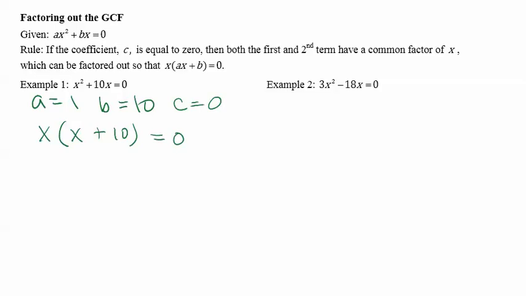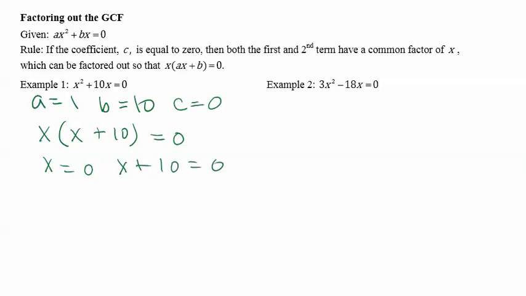Okay, so what the rule tells me is that if the coefficient c is equal to 0, then both the second and the next term both have a factor of x, which can be factored out. Sometimes more than an x can be factored out, but at least you know that at least one x can be factored out. And so that's how we factor using the greatest common factor. It's very simple, okay? So now what I'm going to do is set each term equal to 0. So x is equal to 0, and x plus 10 is also equal to 0.